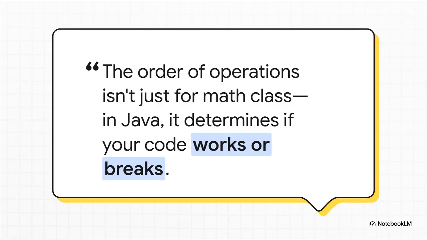This is so important. Remember PEMDAS from math class? Well, Java has its own strict set of rules for which operation happens first, called operator precedence. And this is a sneaky one, because if you get it wrong, your code won't crash, it'll just give you the wrong answer, which can be even worse and much harder to track down.